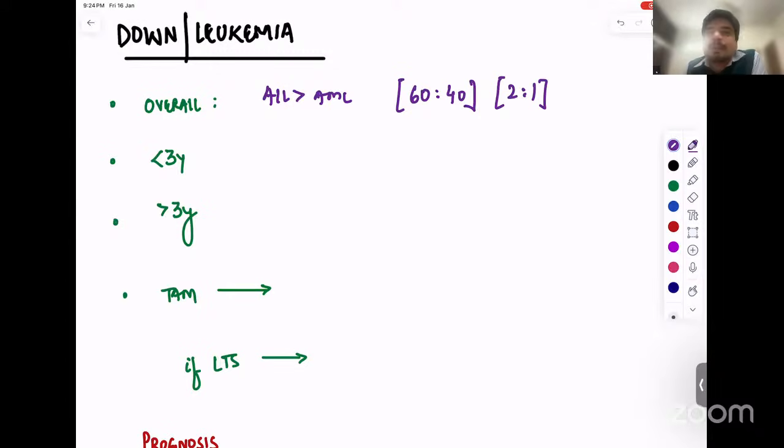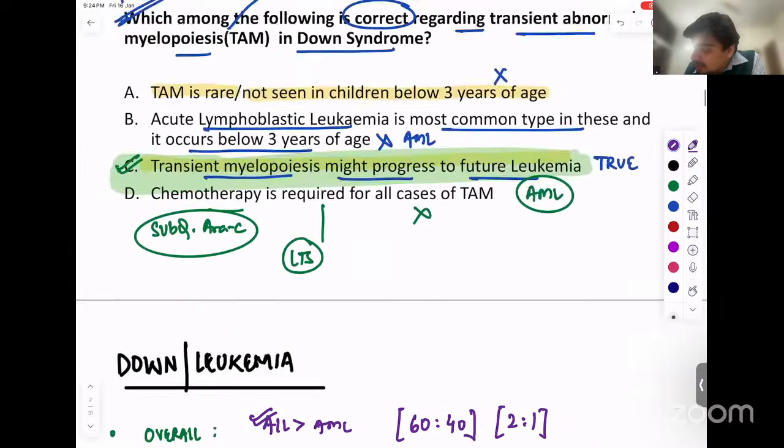But, and this is an important but, on which they keep asking questions again and again: in less than 3 years, AML is more common than ALL. And in more than 3 years, ALL is more common than AML. And overall, as I have discussed, ALL is more common as compared to AML. So this is the thing. This is what we had asked.